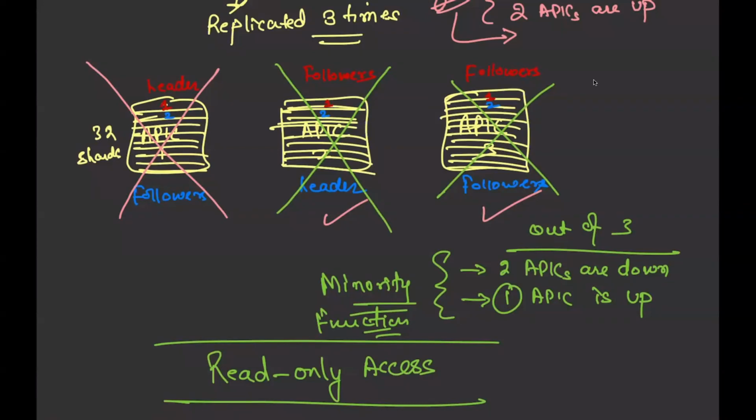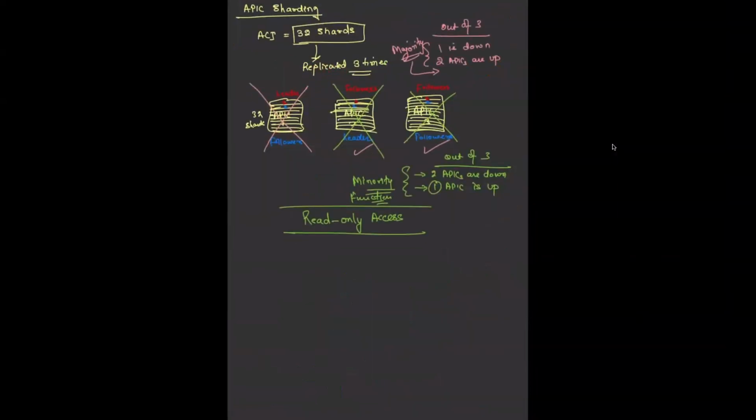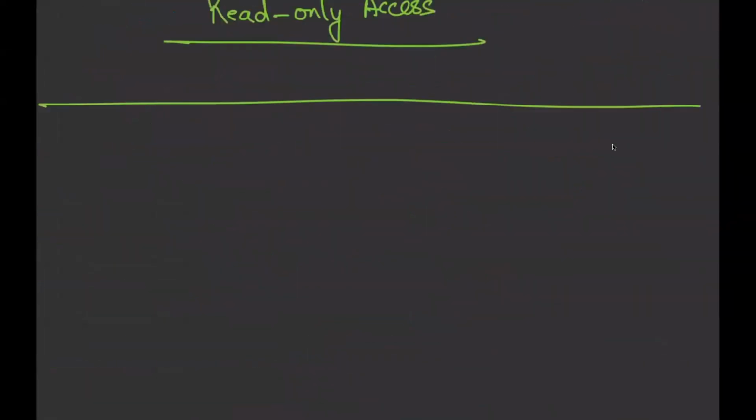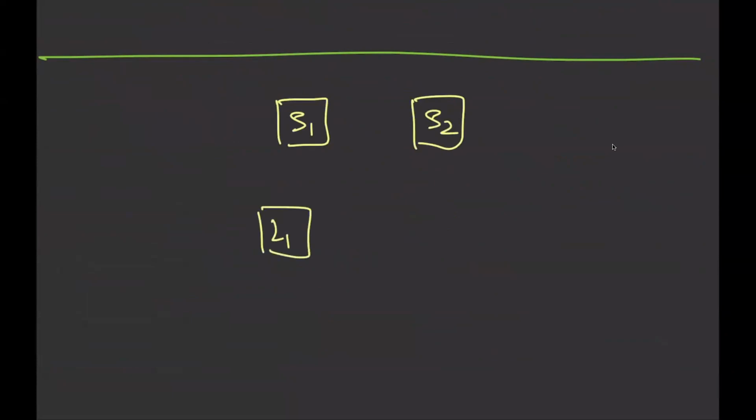So this is what happens, and this is related to your APIC and sharding. Now let's see what is going to happen if my spines or leaf go down. For example, this is the topology I have, where I have spine 1 and spine 2, which are connected to my leafs.